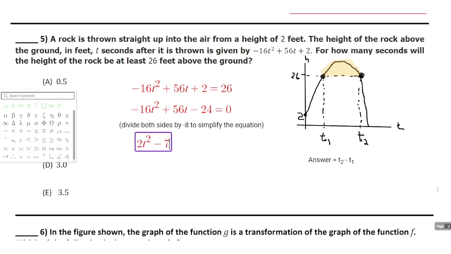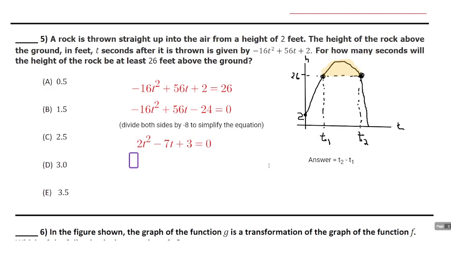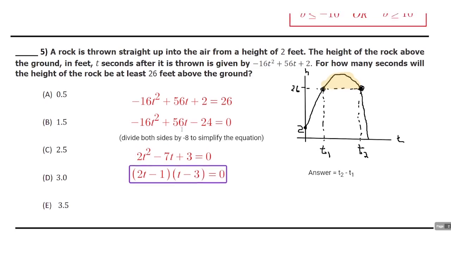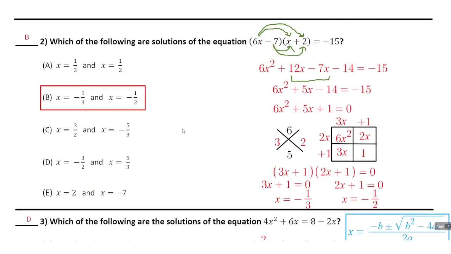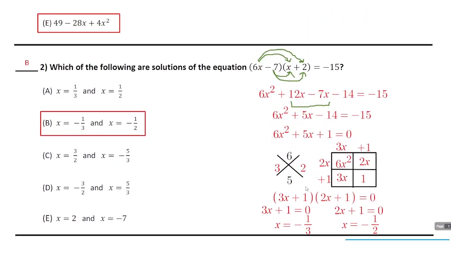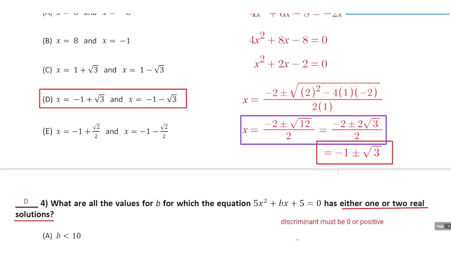56 divided by negative 8 is going to be negative 7. 24 divided by 8 will be 3. So this is my new equation, and this can be factored as 2t minus 1 times t minus 3. If you want to verify that or work it out the long way, go back to problem number 2 where I talk through this Xbox method on how you can do that.